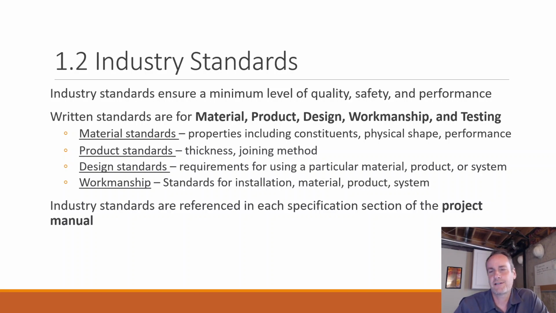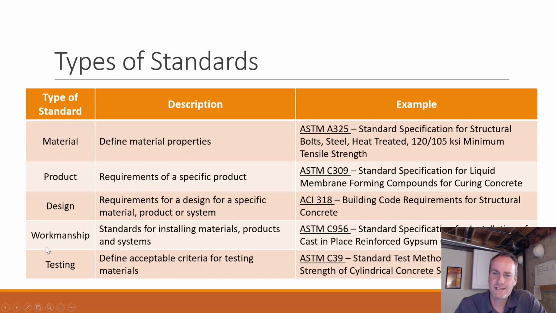And you can see there's different types of standards. There could be a material standard. That's kind of what I was talking about a second ago, like how strong a material might be. There could be a product standard, a design standard, or even workmanship and how different things are put together. And here's a little more detail on those.